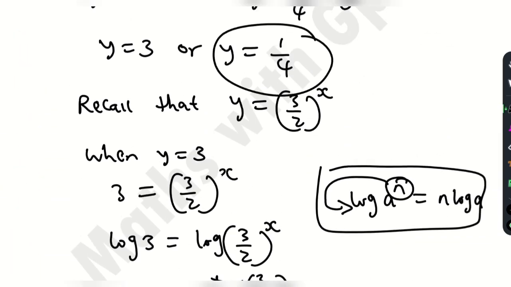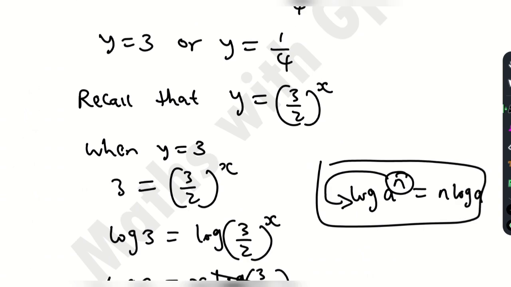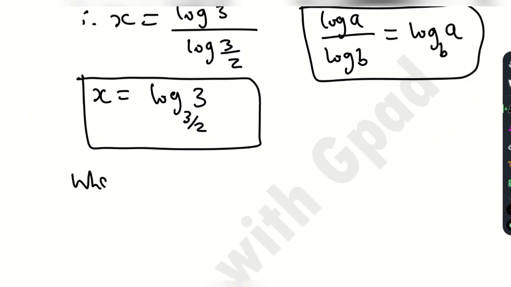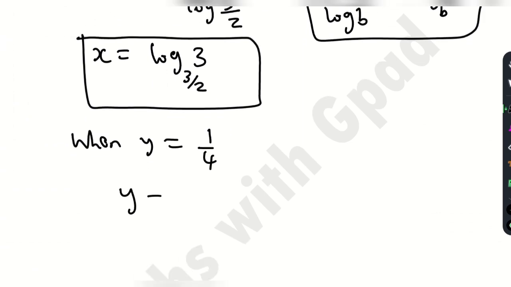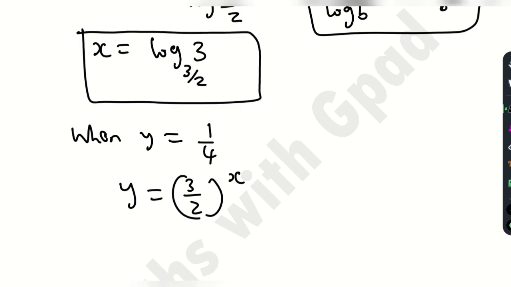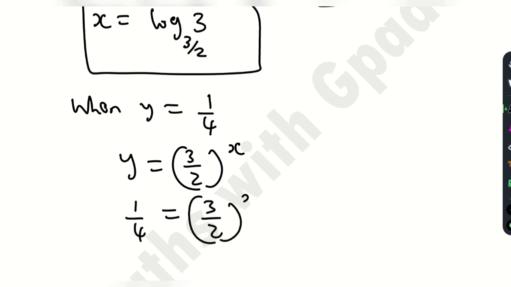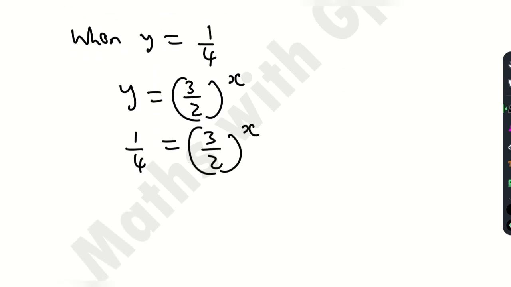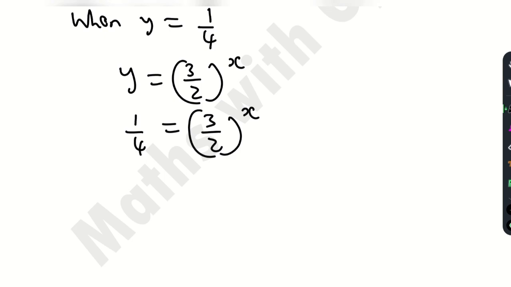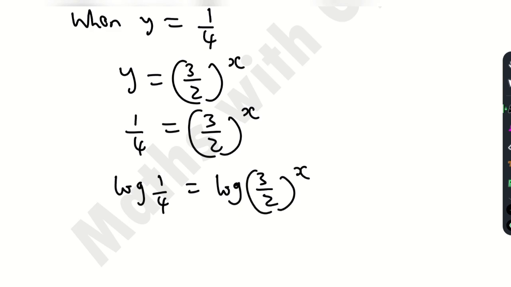1 over 4. So I'm going to say when y is equal to 1 over 4, remember that y is equal to 3 over 2 all raised to the power of x. Now replace y with 1 over 4. So I have 1 over 4 is equal to 3 over 2 all raised to the power of x. What do I do next? As usual, I'll take the logarithm of both sides. So log 1 over 4 is equal to log (3 over 2) all raised to the power of x.